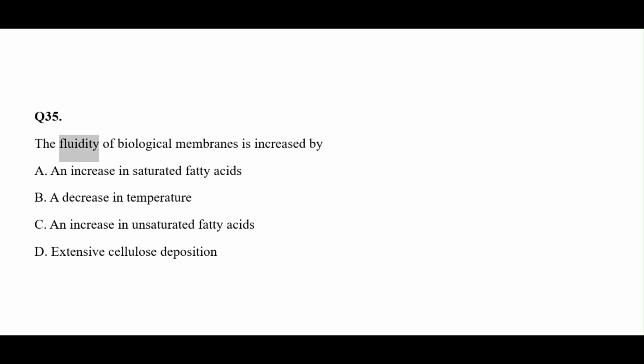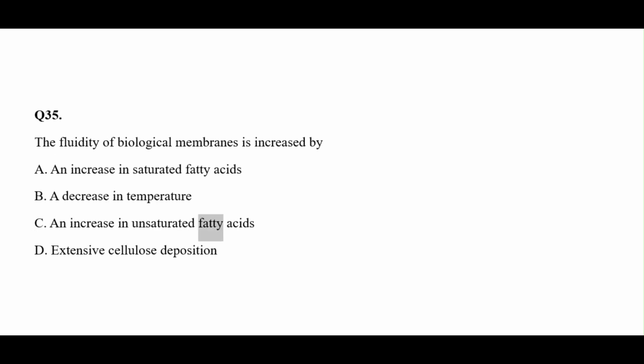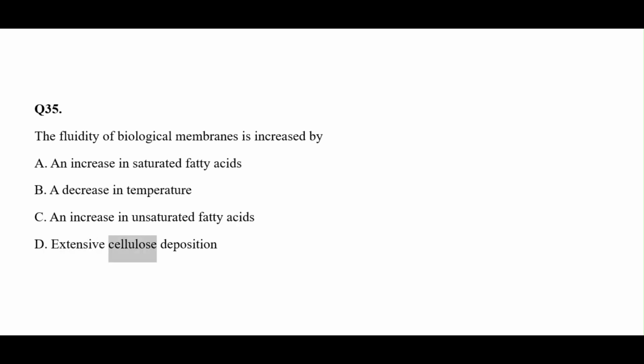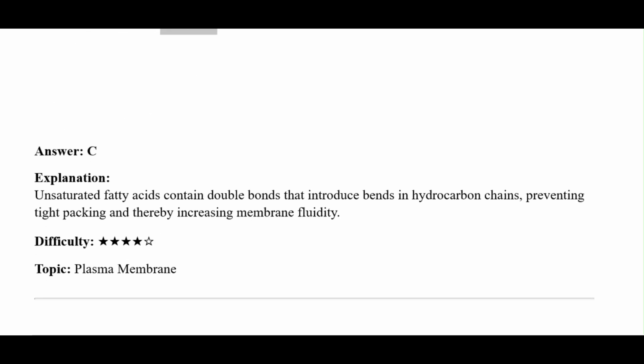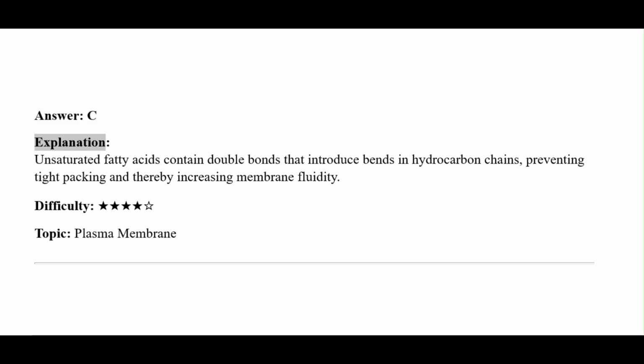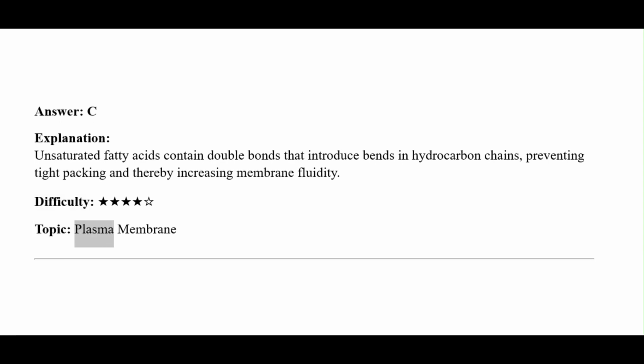Q35. The fluidity of biological membranes is increased by A. An increase in saturated fatty acids. B. A decrease in temperature. C. An increase in unsaturated fatty acids. D. Extensive cellulose deposition. Answer, C. Explanation. Unsaturated fatty acids contain double bonds that introduce bends in hydrocarbon chains, preventing tight packing and thereby increasing membrane fluidity. Difficulty. Topic: Plasma membrane.